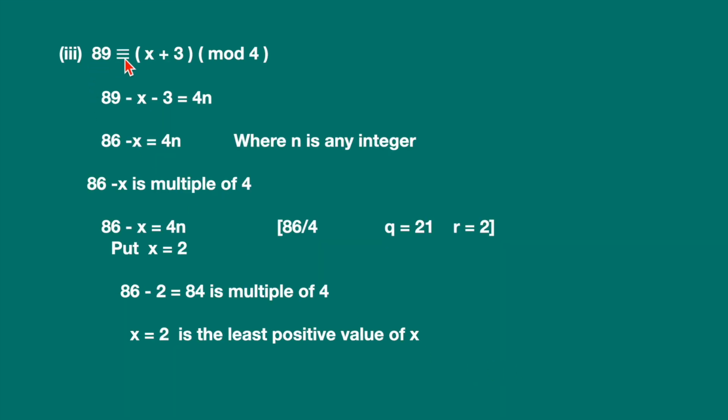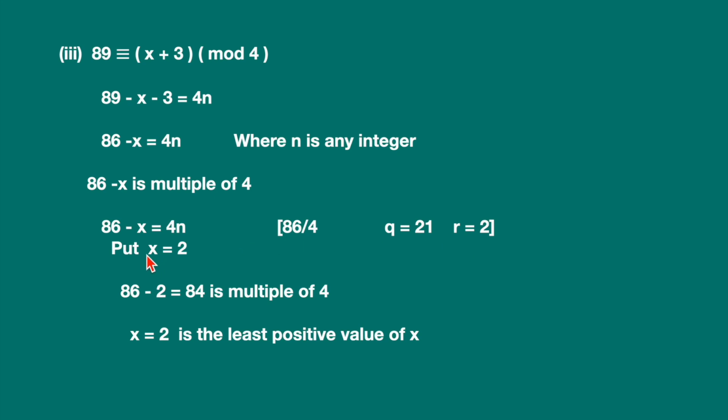Third sum: 89 is congruent to x plus 3 mod 4. So write down 89 minus x minus 3 is equal to 4n. 89 minus 3 is 86, so 86 minus x is equal to 4n, where n is any integer. So 86 minus x is a multiple of 4. Now do the actual division in the rough paper, not in the main sum. When you divide 86 by 4, you get quotient 21, remainder 2. We are only interested in remainders in congruence modulo; we are not bothered about the quotient. So the remainder is 2.